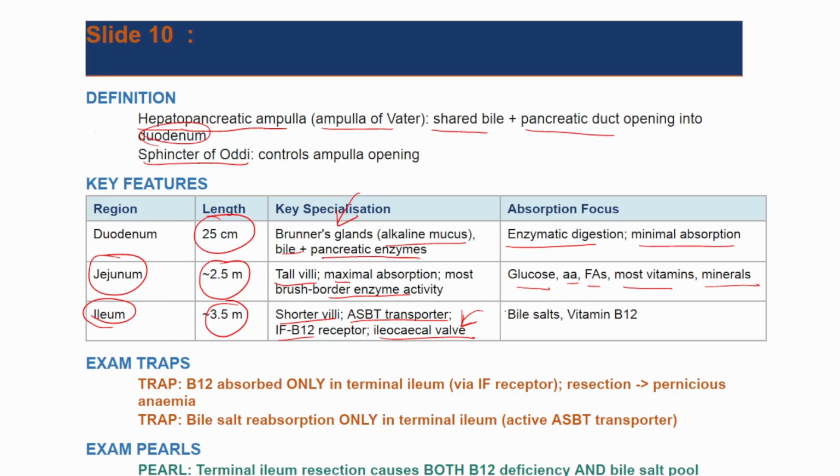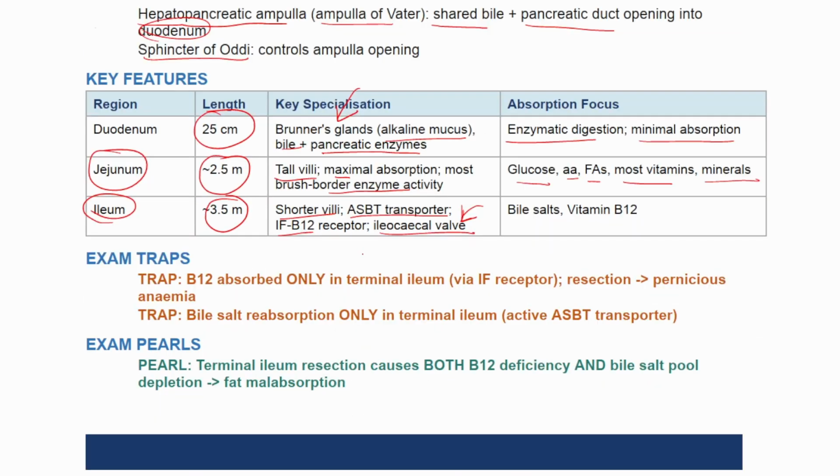Now let us apply these anatomical concepts to common pitfalls found on the exam. Examiners frequently try to trap students by stating that vitamin B12 can be absorbed freely across any section of the small intestine. You must remember the trap that B12 is absorbed only in the terminal ileum via the IF receptor.